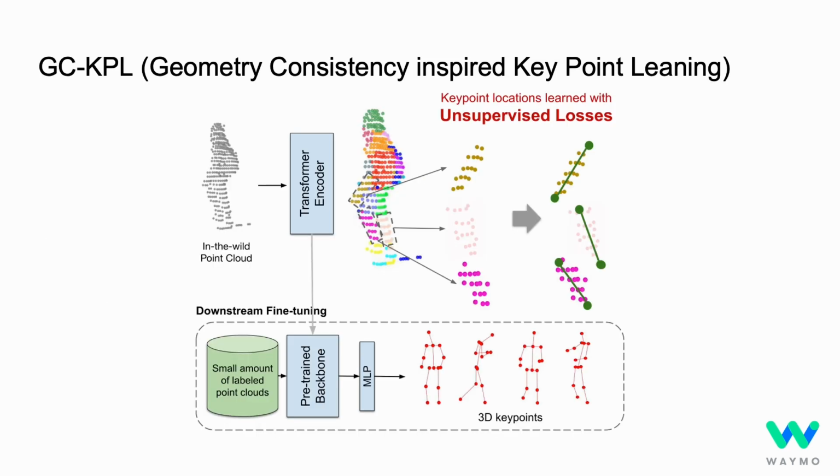We present GCKPL, a method for learning 3D key points for in-the-wild point clouds without any manual key point annotations. We effectively utilize large amounts of unlabeled data by using a set of unsupervised losses. Our method achieves reasonable performance as compared to the fully supervised approach. Further, the backbone benefits from the unsupervised training and is useful in downstream future learning.